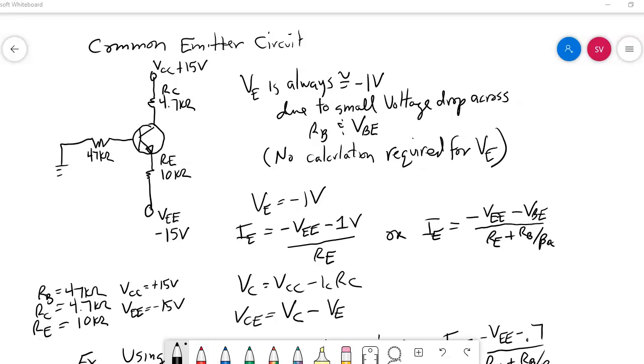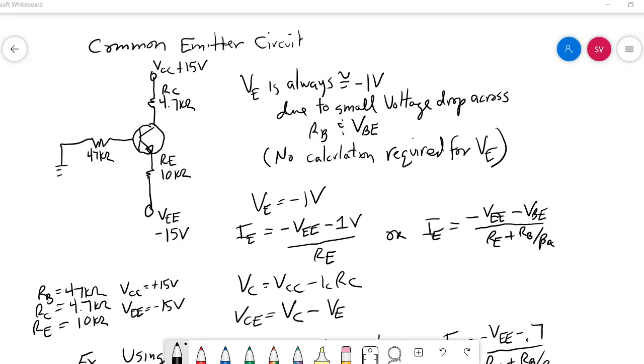I'm going to be discussing the common emitter circuit. Now, between the common base, the common collector, and the emitter feedback circuit that we looked at, the common emitter circuit is the best out of those biasing circuit arrangements for a transistor. And we'll take a look and see why.